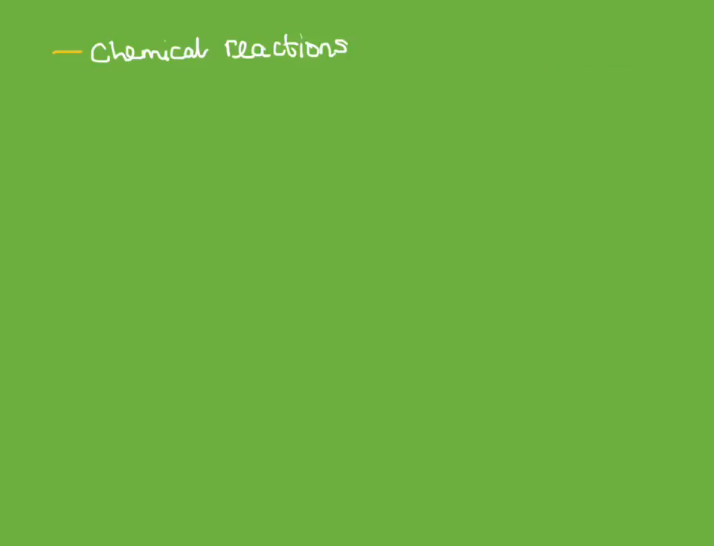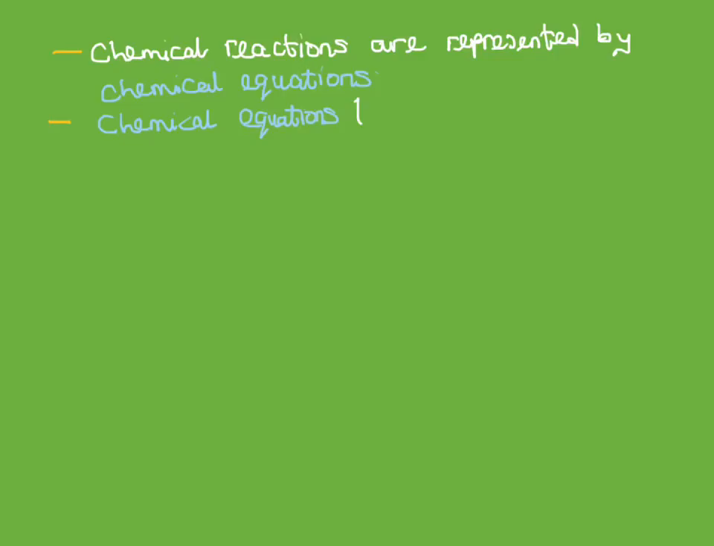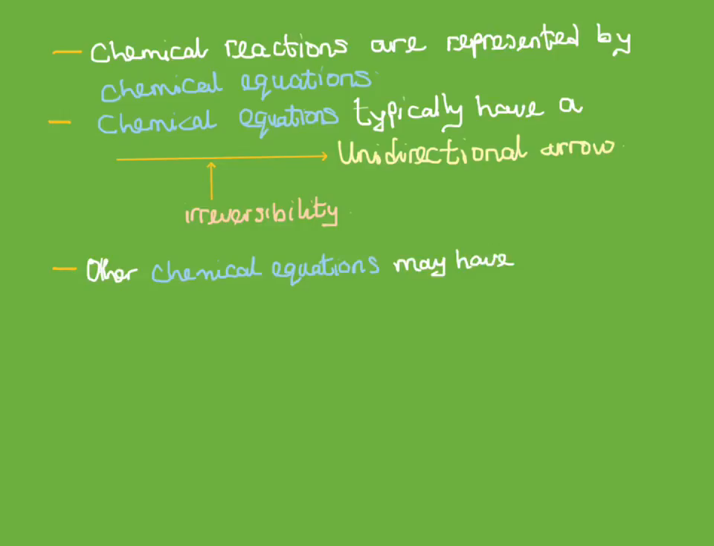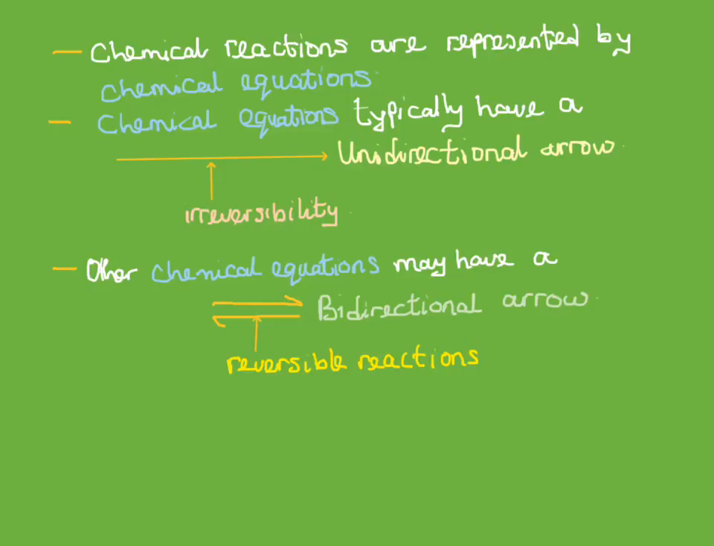Chemical reactions are represented by chemical equations. These chemical equations typically have a unidirectional arrow to represent irreversibility or irreversible reactions. Other chemical equations may have a bidirectional arrow that represents reversible reactions.